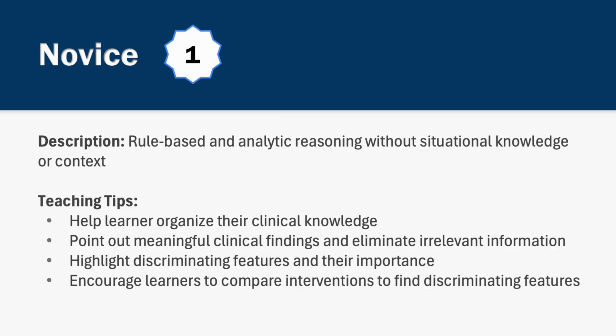The first level of skill acquisition is novice. These learners are completely rule-based and lack real-life context to apply to their textbook knowledge. They rely heavily on analytic reasoning, but often cannot make correct decisions because they lack situational knowledge and context. An example is knowing that the Mac blade needs to go into the vallecula to achieve a glottic view, but lacking the experience to know how to redirect the blade into the optimal position.